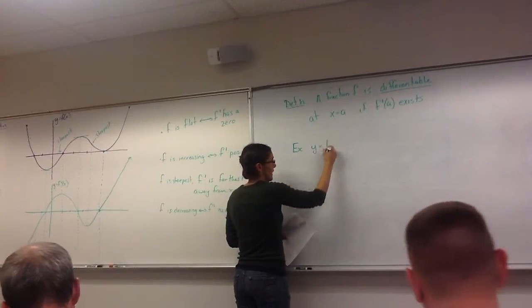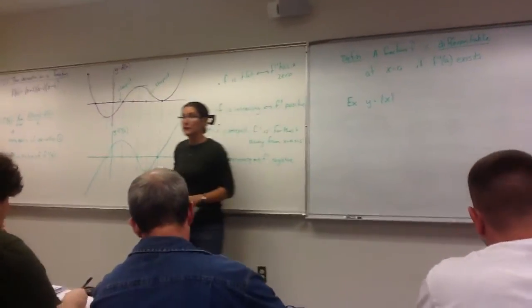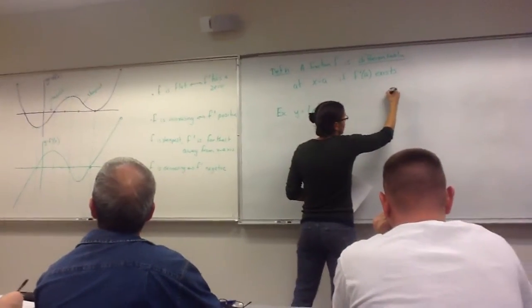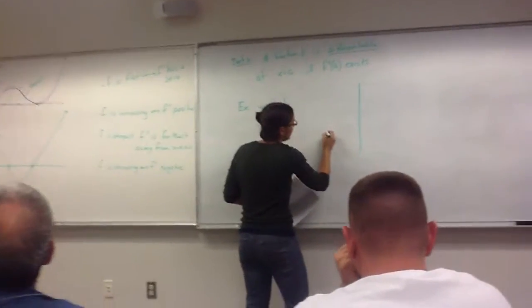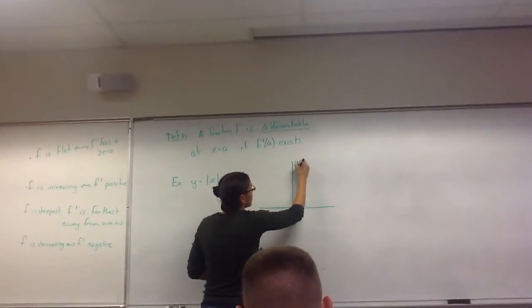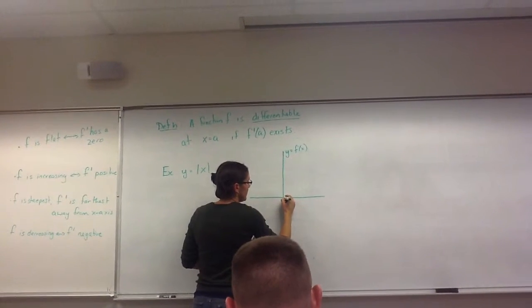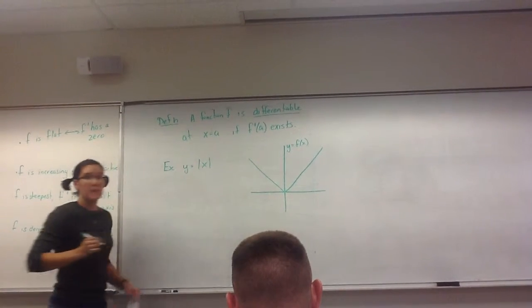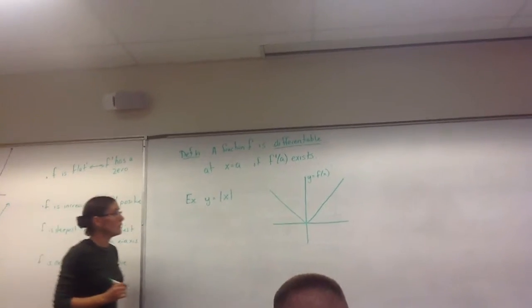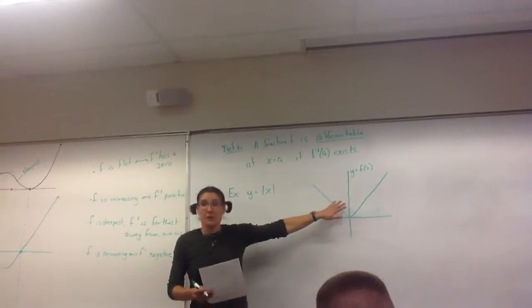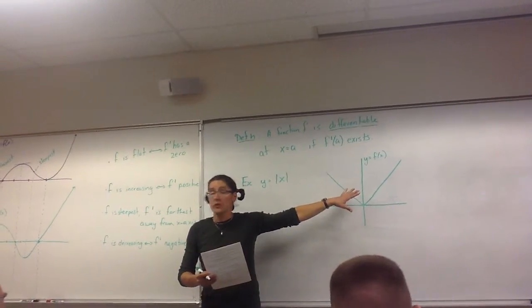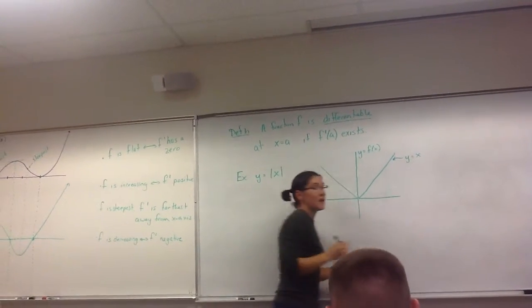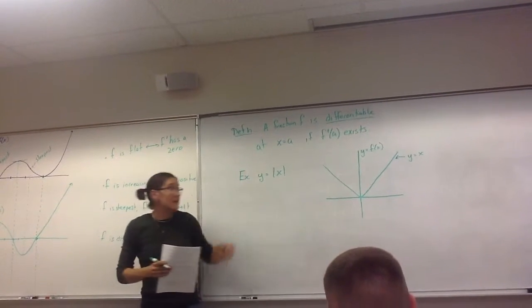And the example I'd like to look at is y is equal to the absolute value of x. So when I sketch a picture of y equals the absolute value of x, it's a V, and I've got a corner right at the origin. Now, the absolute value of x is really a piecewise defined function. On the right-hand branch, y equals x, whereas the left-hand branch is y equals negative x.